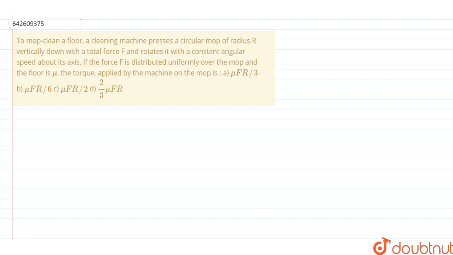Hello students, we have a question today. To mop clean a floor, a cleaning machine presses a circular mop of radius r vertically downward with a total force of F and rotates it with a constant angular speed about its axis. If force F is distributed uniformly over the mop and the floor has a coefficient of friction mu, we need to find the torque applied by the machine on the mop.